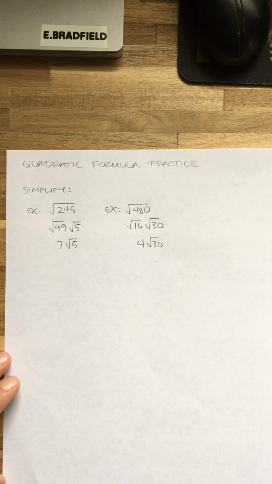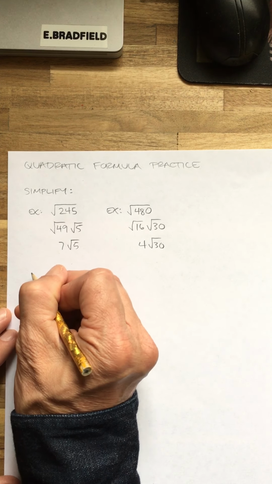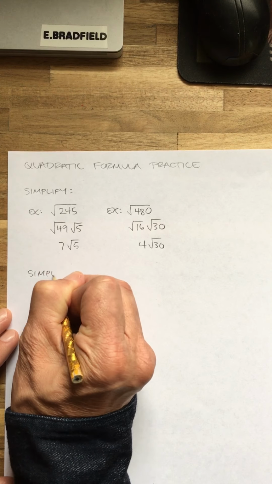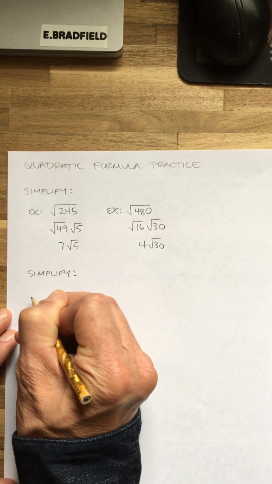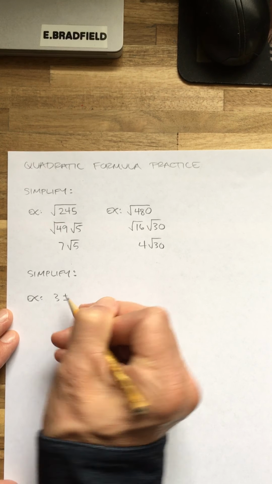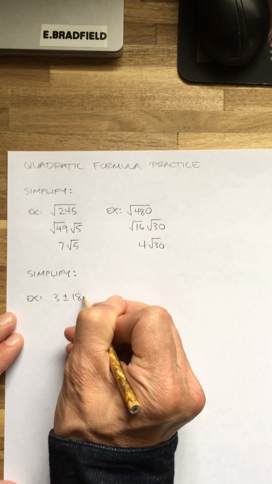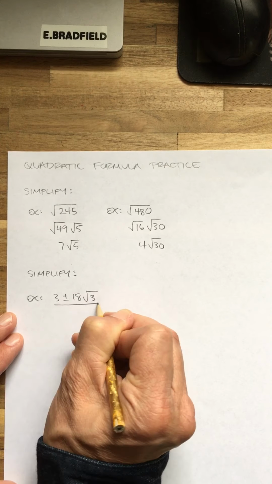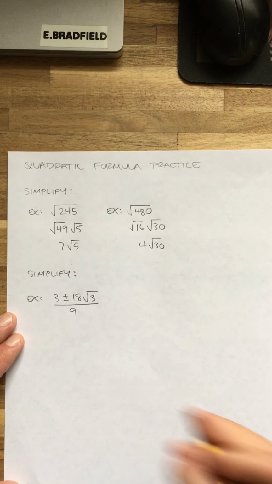All right, now here's some stuff that you're gonna run into. Let's practice with this. Simplify. We're gonna do a couple different things here. We have something like 3 plus or minus 18 times the square root of 3 over 9, okay?